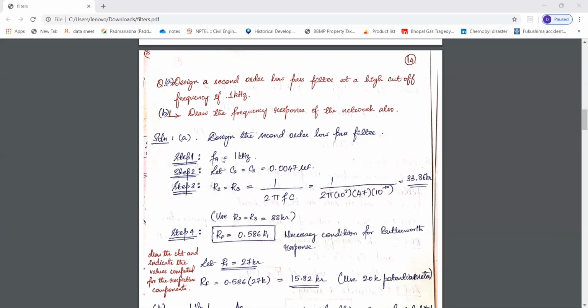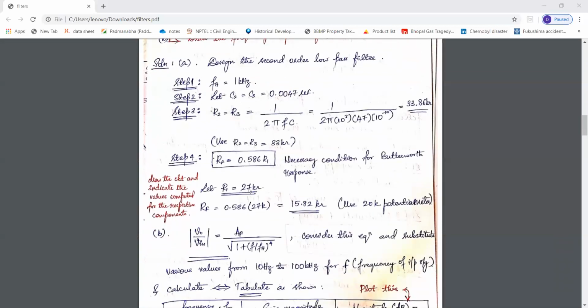And we know FH, we know C. From the equation of FH, we'll find out the value of the resistor R, that is equal to R2 and R3. So we'll get R2 and R3 is equal to 33 kilo ohm.